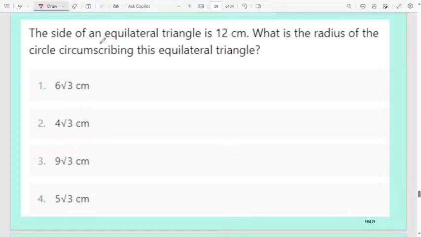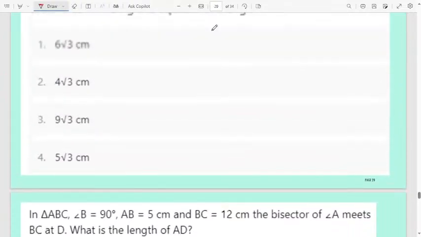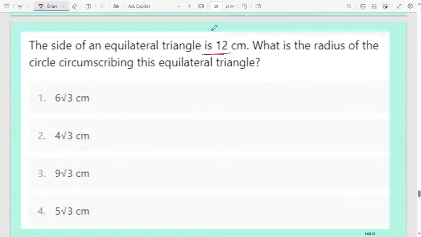The side of an equilateral triangle is 12 centimeter. What is the radius of the circle circumscribing this equilateral triangle? No need, directly apply the formula for the radius of a circle circumscribing an equilateral triangle. The formula is equal to side divided by root 3. You have to remember the formula.